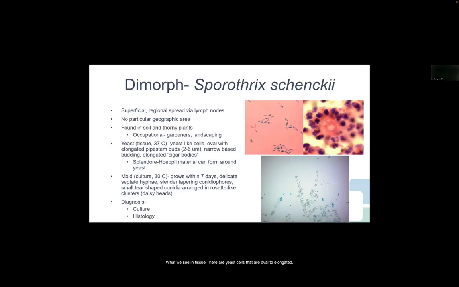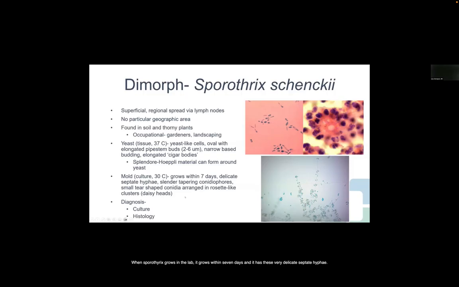What we see in tissue, there are yeast cells that are oval to elongated, and they're described as having pipe stem buds. They're narrow-based buds, and they can be commonly called cigar bodies. What we see is a Splendore-Hoeppli reaction occur around the yeast, and that's illustrated in this picture here.